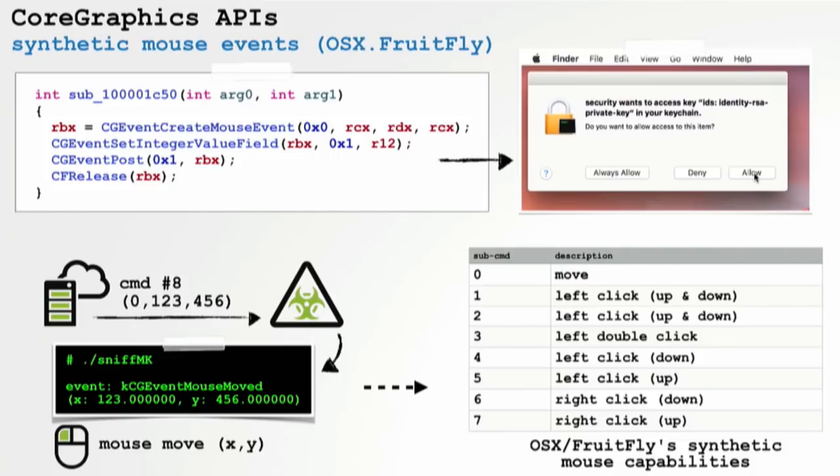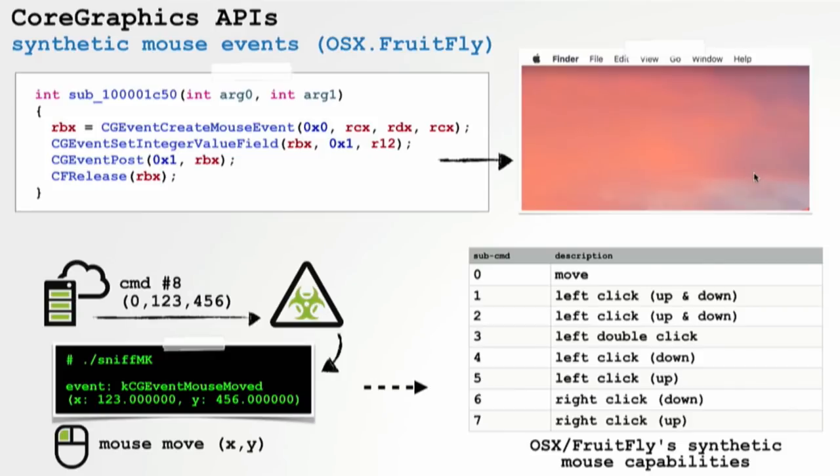I'd basically task it with command number 8, and then I'd run the mouse and keyboard sniffer, and yes, I could detect that this malware had the ability to generate synthetic events, which would allow it to do things like interact with security prompts, for example, when it wanted to access the keychain.